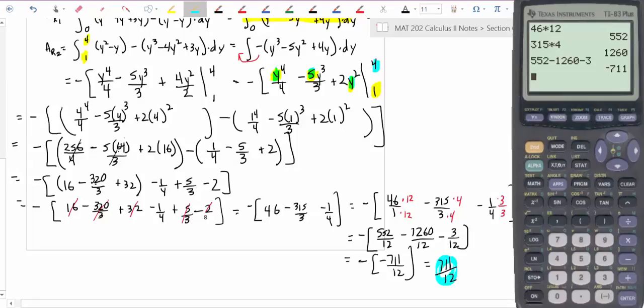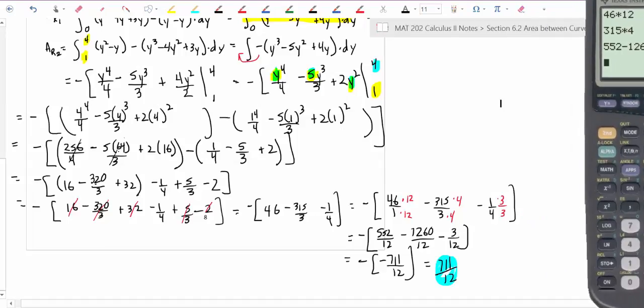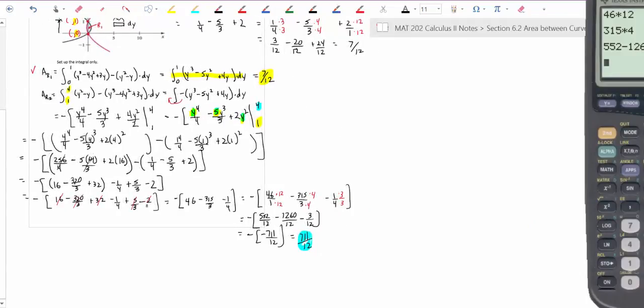Okay, so we've got our two regions now. What I need to do is put this area together. I'm going to zoom in on this just a little bit. We had this region, and we got this one. So the total is going to be 7/12 plus 711 twelfths. That looks like it would be 718 twelfths. And then we can reduce that fraction. I think I can at least divide by 2.